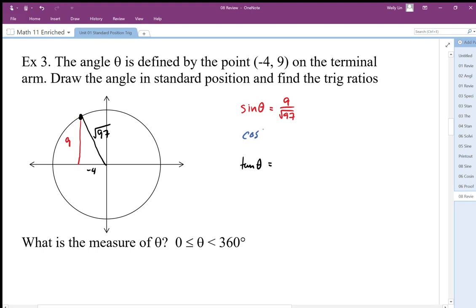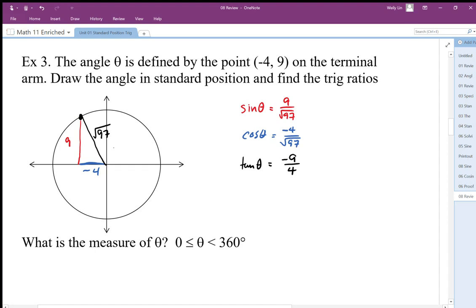So cosine theta is going to be negative, remember the positioning is important, over root 97. So it's going to be -4 over root 97, so this length here, we're connecting cosine with the x coordinates. And then the slope is going to be a negative slope, so tangent is going to be -9 over 4, since it's sloping down in this direction.